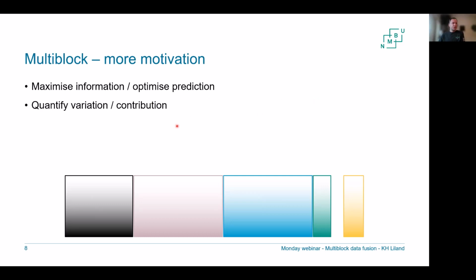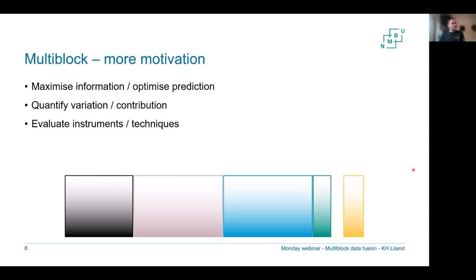I might want to quantify variation or contribution. So maybe I say that, okay, I want to combine NIR and FTIR, but which of these contribute the most to actually explaining my response? Or if I'm not in a supervised setting, which of these are actually giving me the most information about my samples, without thinking about their response?